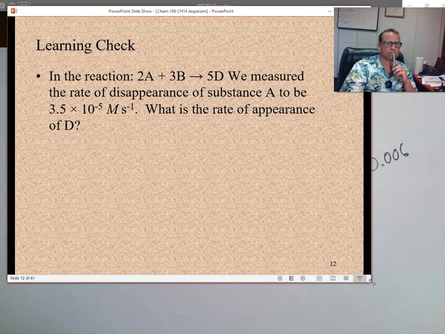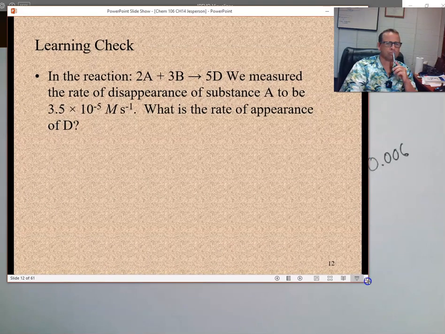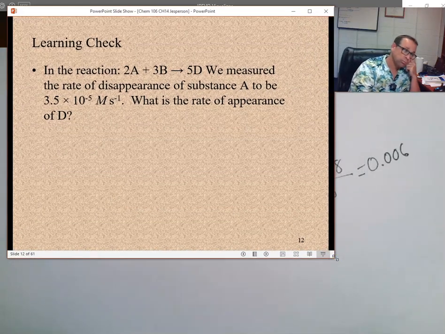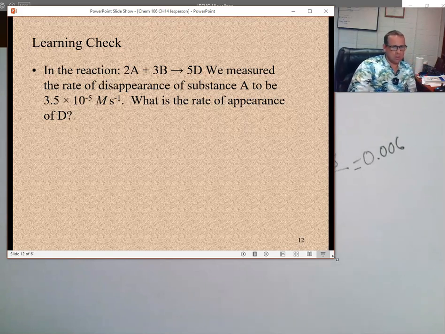Yeah, the reaction. How are we going to solve this problem? What are we going to do? We're just going to do 5 divided by 2 and then multiply it by the disappearance of A.